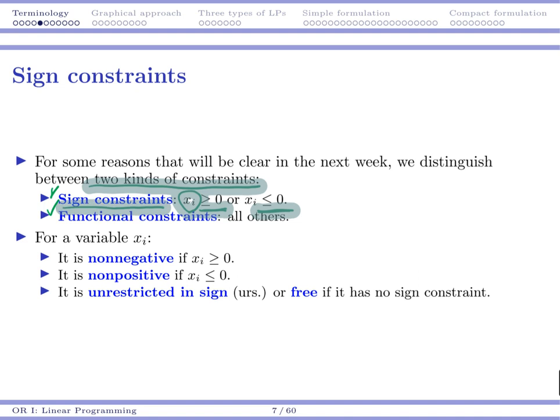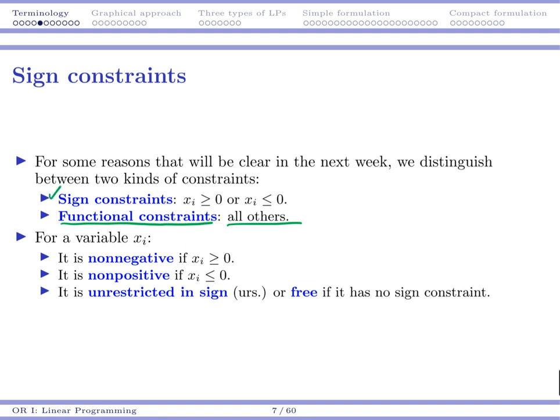So if you have any function where the right hand side value is not 0, or the left hand side combination of variables is not just a single one, then that's the other case. We say this is a functional constraint. So when you look at a constraint, either it is a sign constraint or it is a functional constraint.